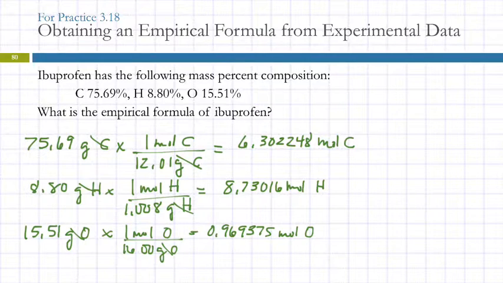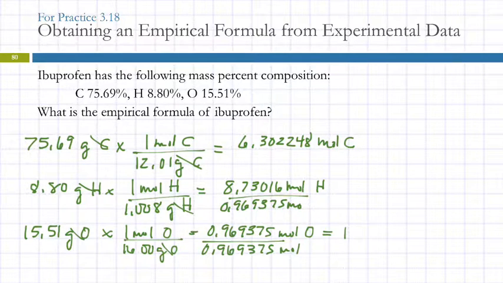We need whole numbers, and so we're going to go with ratios. We're going to take the smallest number and divide everything by the smallest. So the smallest one is this. So that's going to end up being 1. You always get one of them that comes up exactly 1. So 8.7301 divided by 0.969375. This one comes out to be 9.006.